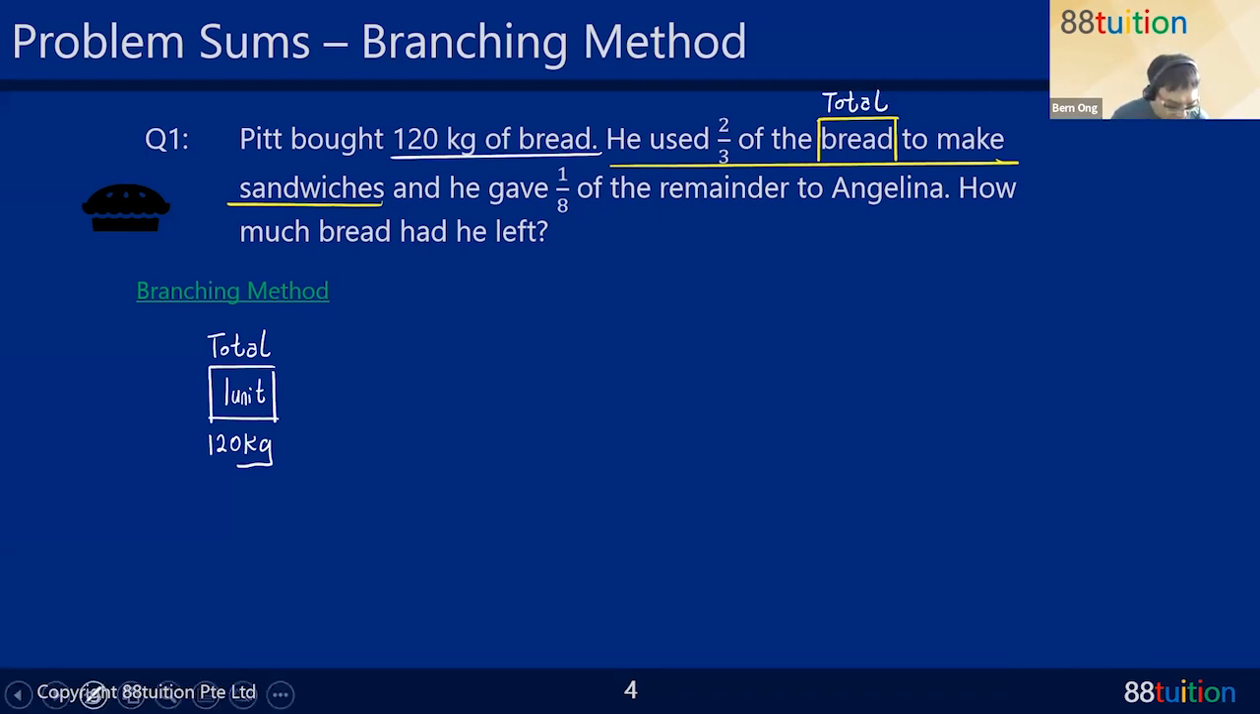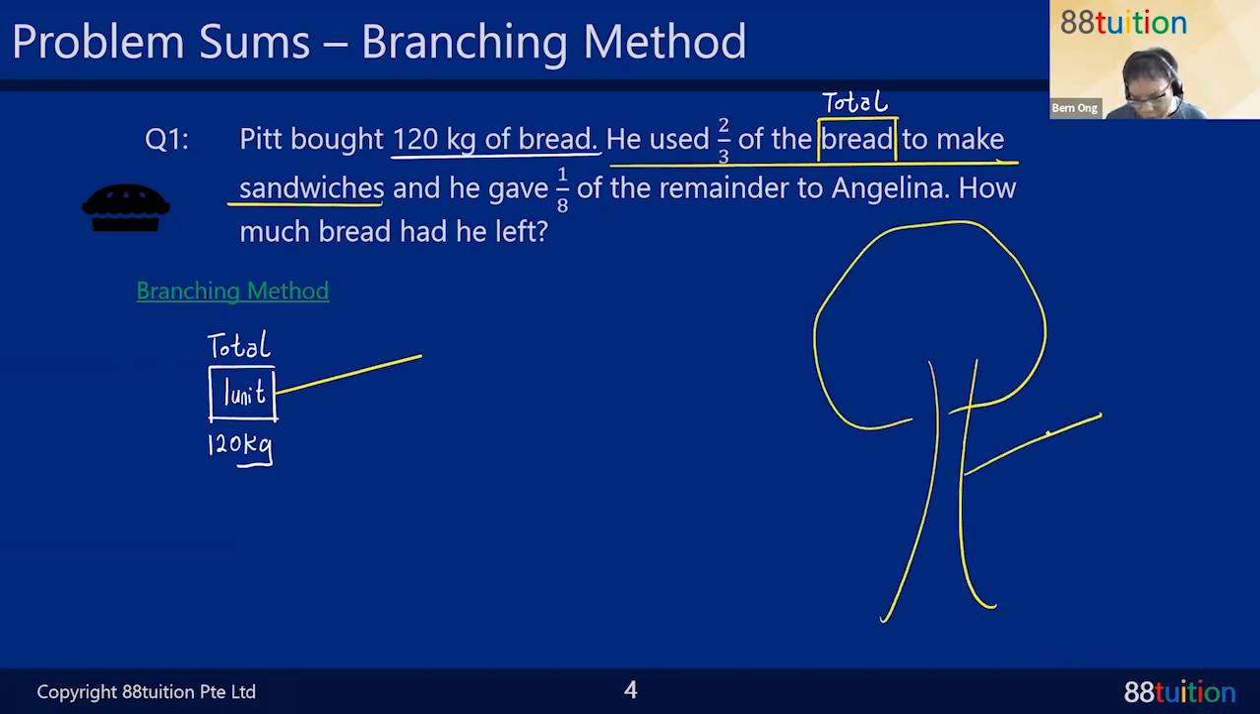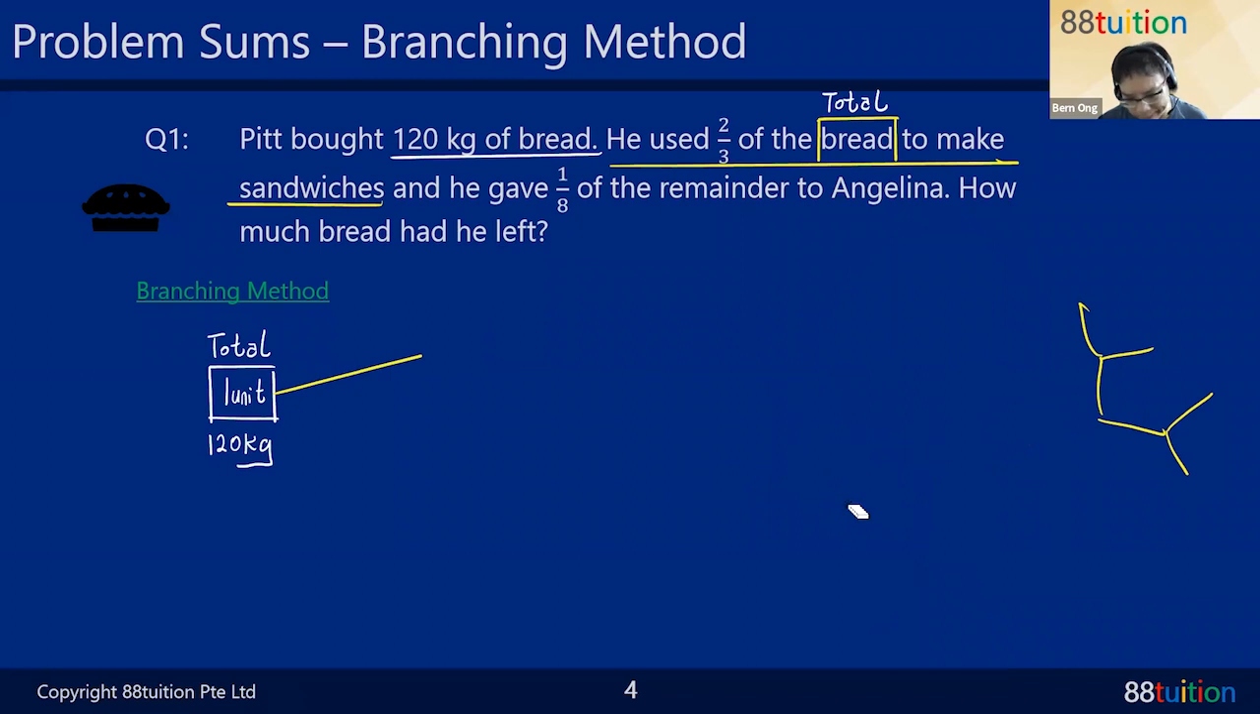So what do you do? From the bread here, from the total, you have to branch out. That's why it's called the branching method. You all know a branch is like for a tree, right? The branch comes out like that. That's why it's called the branching method. Okay, you all don't know what a tree is, it's okay. Branching method means you have to kind of split out.